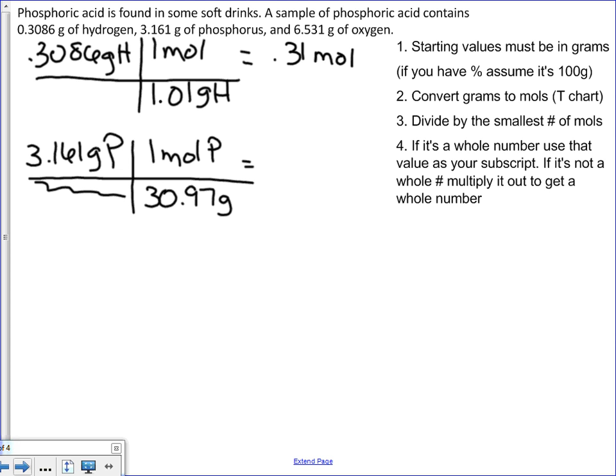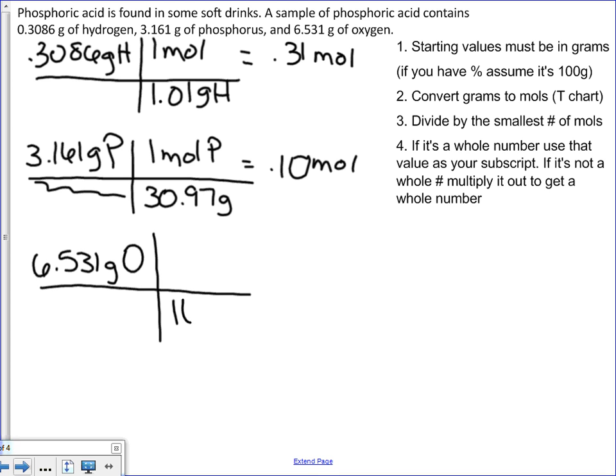And we plug this in our calculator and we get 0.10 moles. And then we still have oxygen, so 6.531 grams of oxygen. Look on the periodic table, the mass of oxygen is 16, and that's in 1 mole. For this we get 0.41 moles.